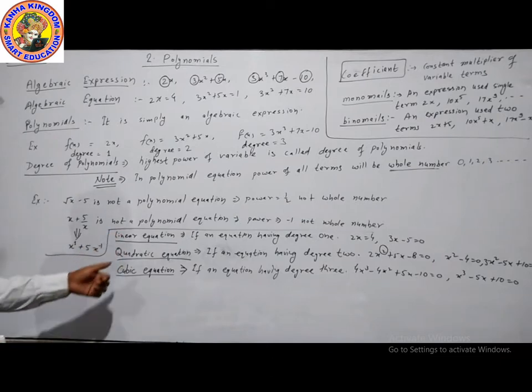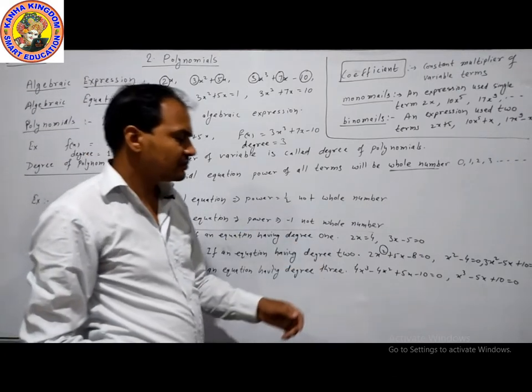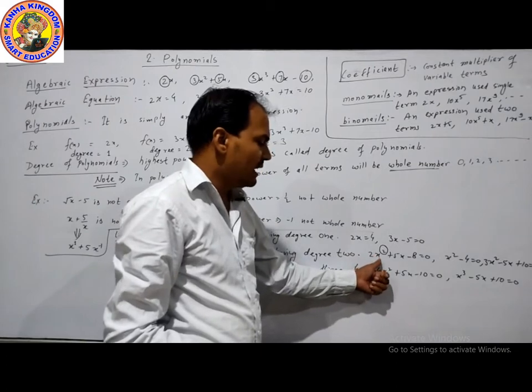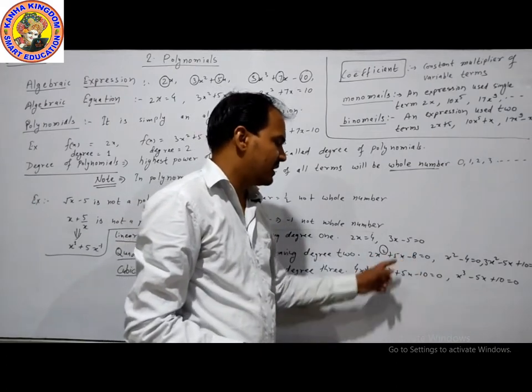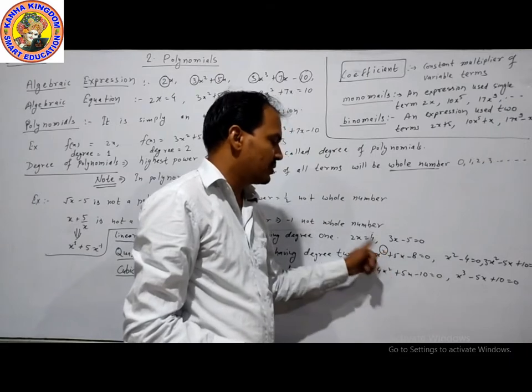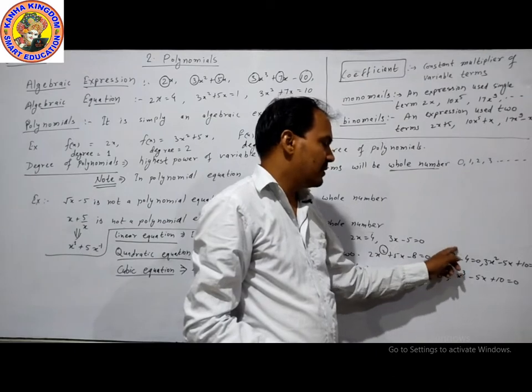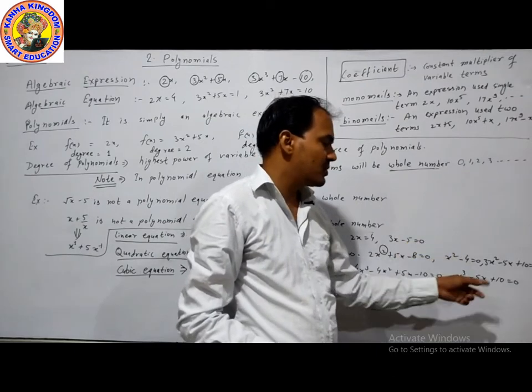Next is quadratic equation. What is the quadratic equation? If an equation having degree 2, here example is 2x square plus 5x minus 8, power of x is 1 and 2, highest is 2, so degree is 2. x square minus 4, here power of x is equal to 2, so degree is 2.